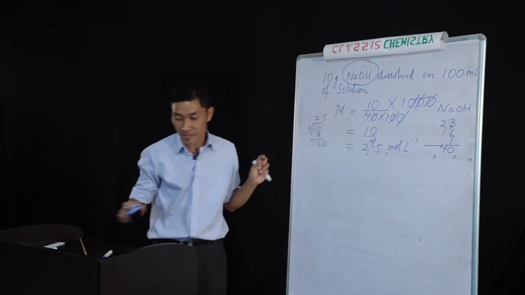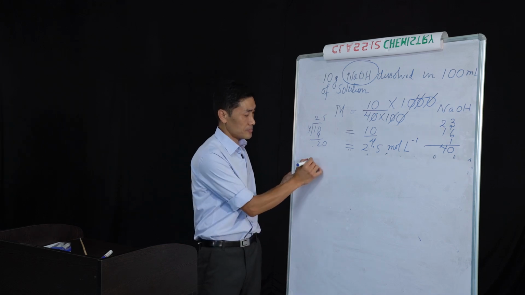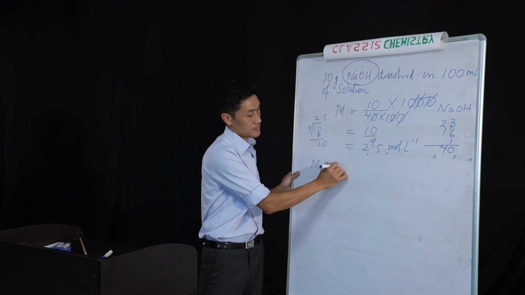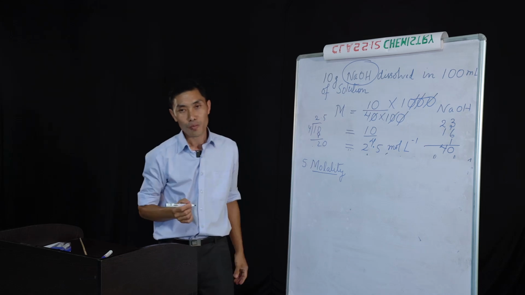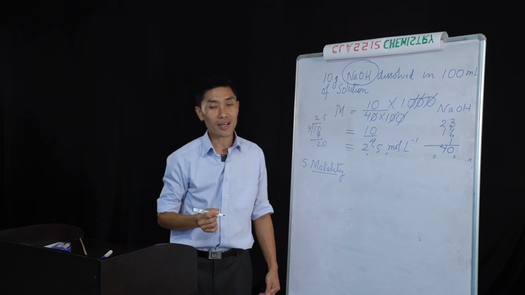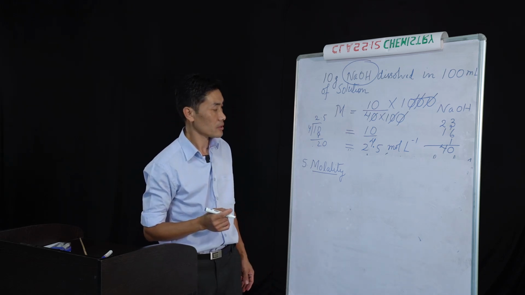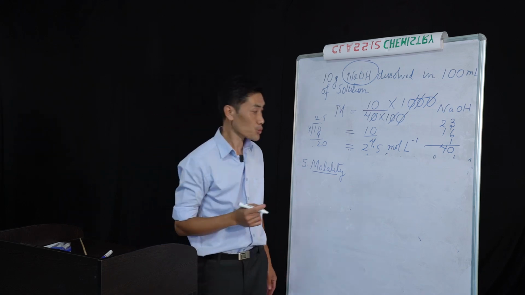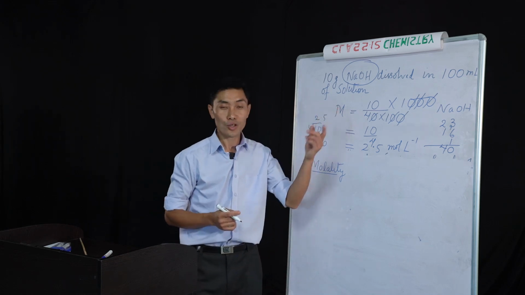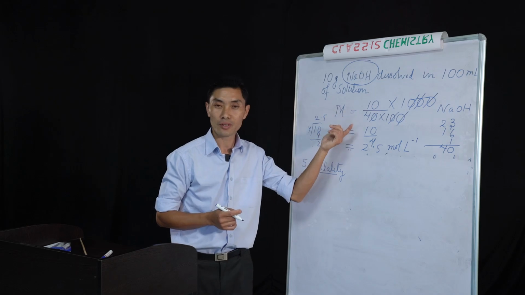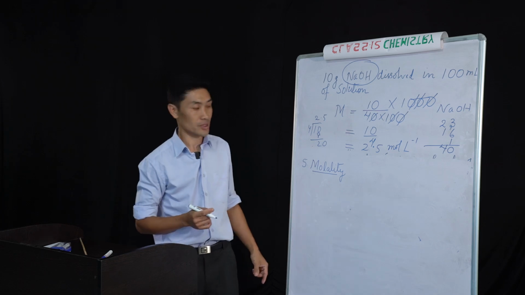Now, the fifth method for expressing concentration of solution is molality. Molality is defined as the number of moles of solute per kilogram of the solvent. Number of moles of the solute per kilogram of the solvent. So in molarity, we used volume of the solution, whereas in molality, we will use mass of the solvent in kilograms.